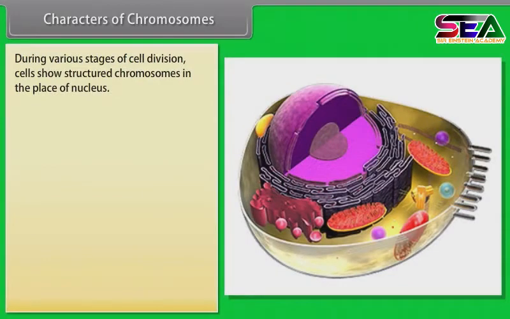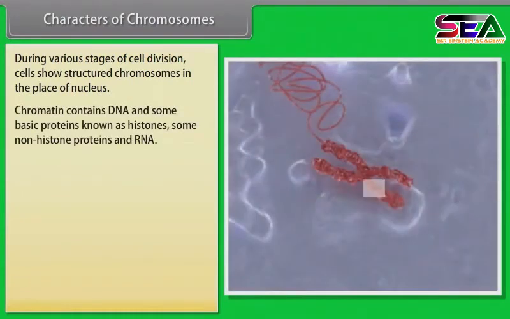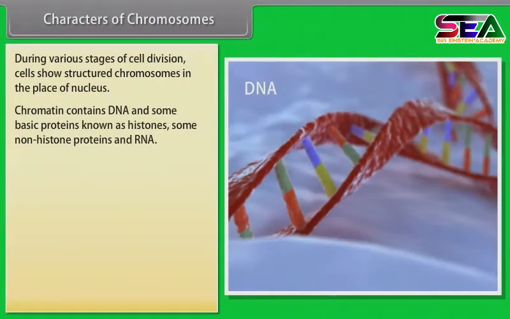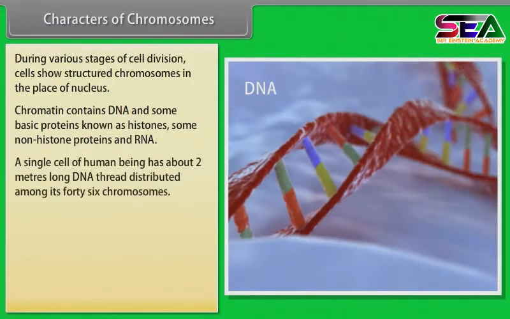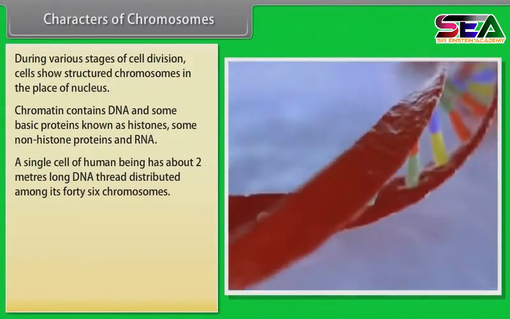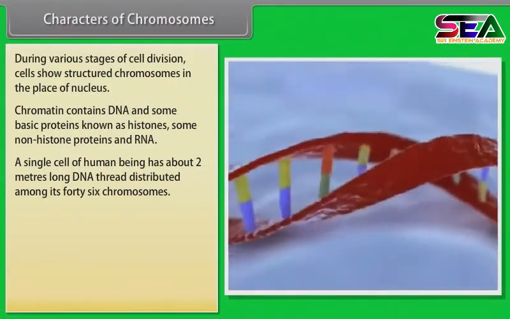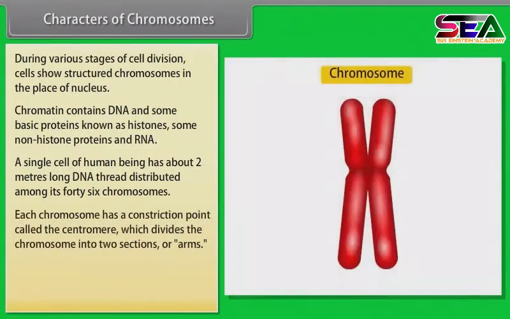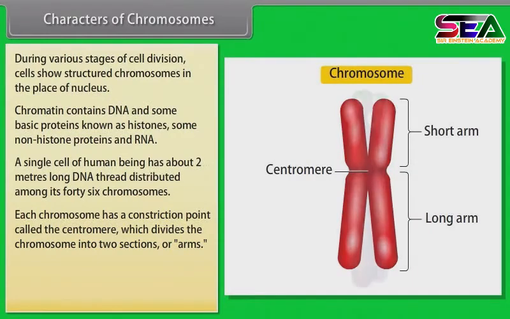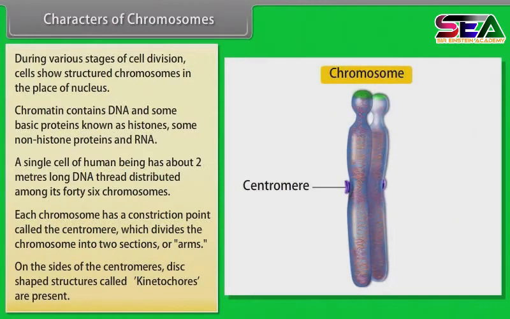Characters of chromosomes. During various stages of cell division, cells show structured chromosomes in the place of nucleus. Chromatin contains DNA and some basic proteins known as histones, some non-histone proteins, and RNA. A single cell of human being has about 2-meter-long DNA thread distributed among its 46 chromosomes. Each chromosome has a constriction point called the centromere, which divides the chromosome into two sections or arms. On the sides of the centromeres, disc-shaped structures called kinetochores are present.